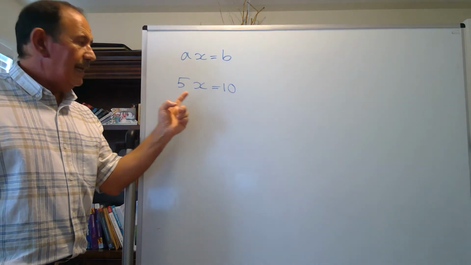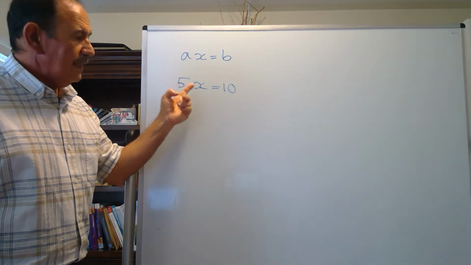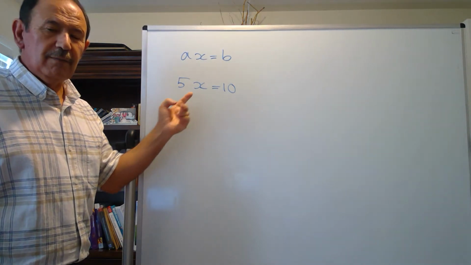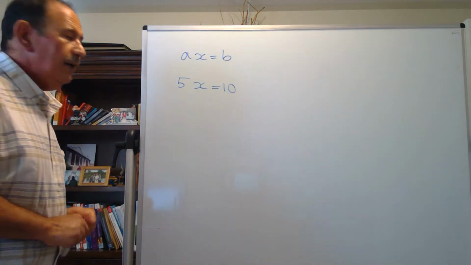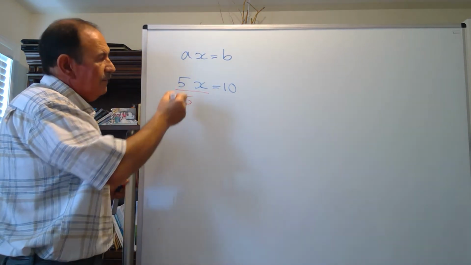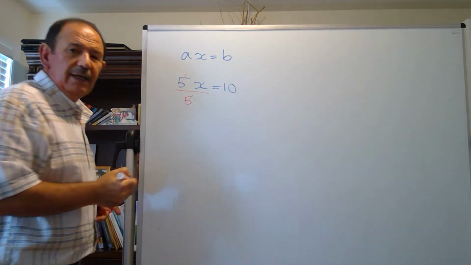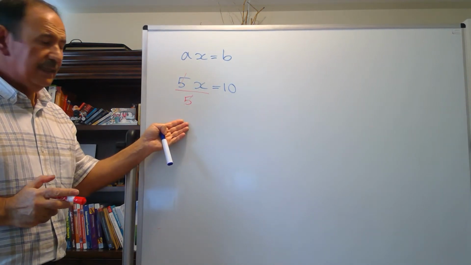To isolate x, we should get rid of this 5 because it's 5x, or 5 multiplied by x. To eliminate this 5, we should divide this side by 5. If I divide this side by 5, then this 5 and this 5 cancel each other and I will have x only on this side.